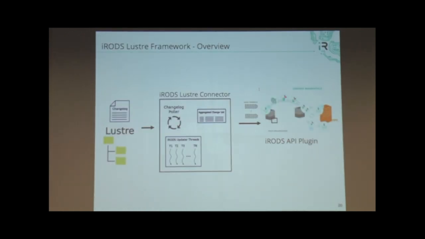So here's kind of just a little overview of what we do. We read the Lustre changelog. We have a poller of the Lustre changelog. We aggregate the changes and have multiple threads that send updates to multiple iRODS servers. And a plugin that's sitting on iRODS is receiving those changes and making the appropriate updates.